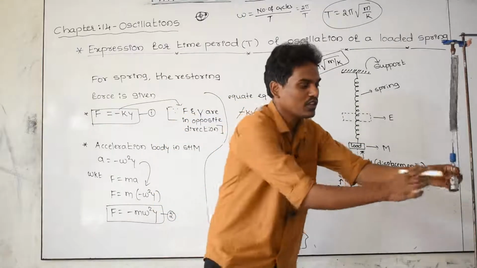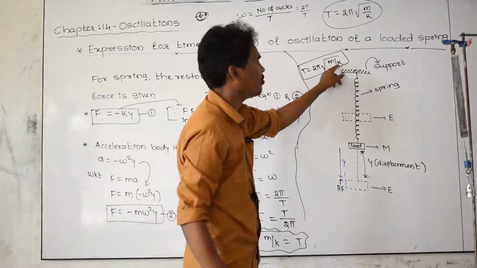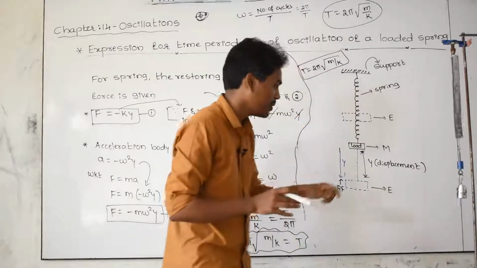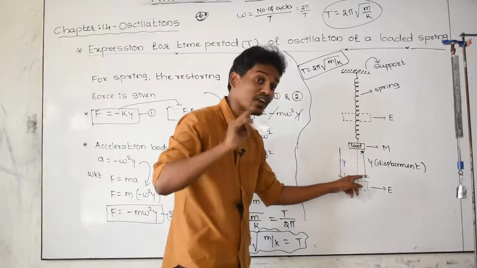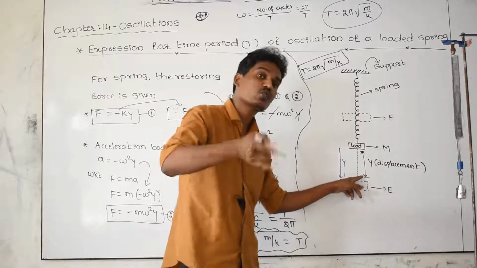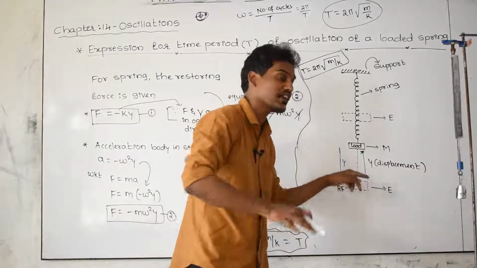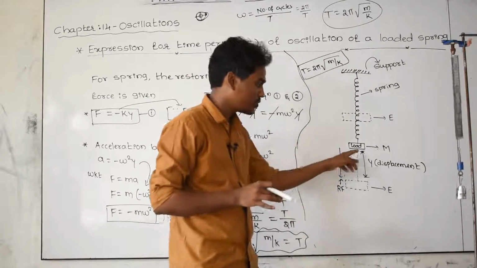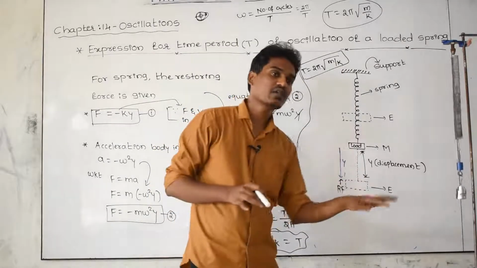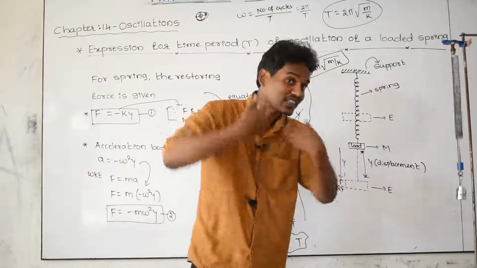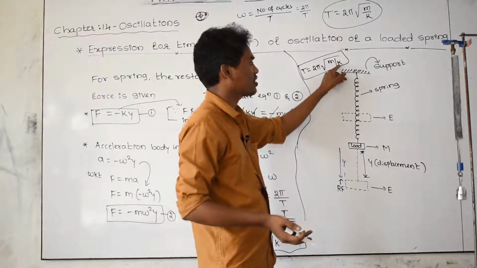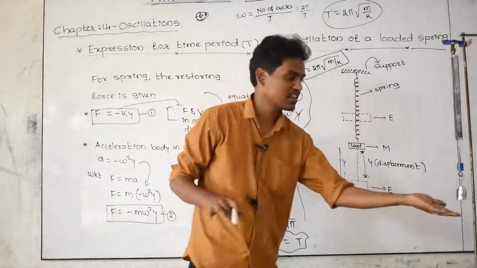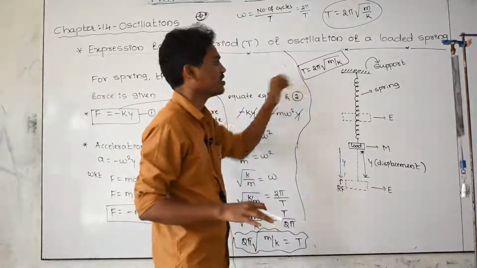M is the mass of the body. What is K? K is the spring constant or spring force. If you want to produce a displacement equal to 1 meter, then how much force do you have to apply on the spring? That force is called the spring force. For a given spring, the K value is constant, and M is the mass of the load and 2 pi is constant.